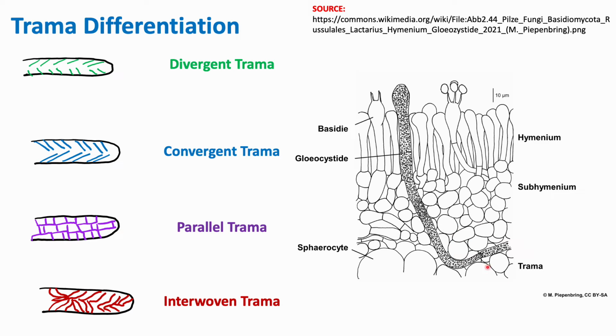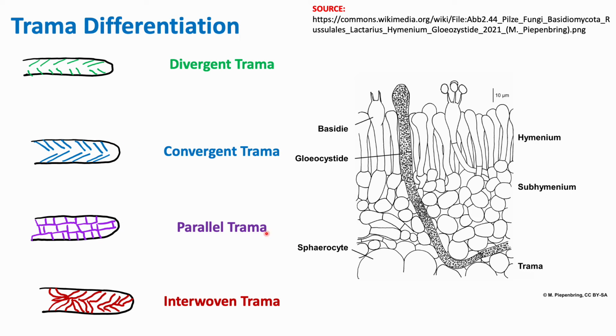So the trama can actually have 4 different variations, and the trama can actually be viewed under a microscope to understand which kind of trama we have, what kind of fungi we're looking at, and etc. So first we have divergent trama. Divergent is going to be very, very similar to convergent. They're essentially just moving in different directions. I like to think about it as divergent is going down, whereas convergent is going upwards.